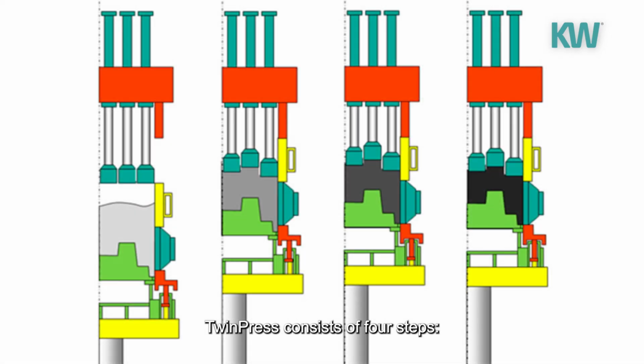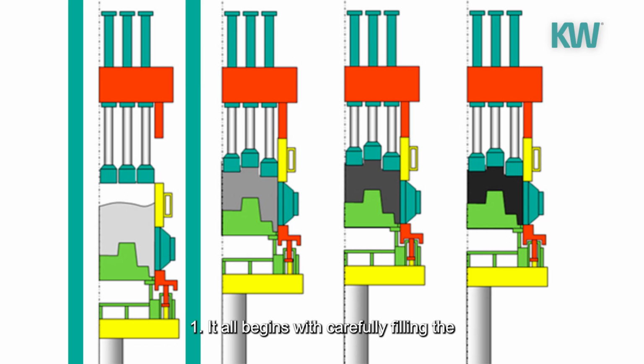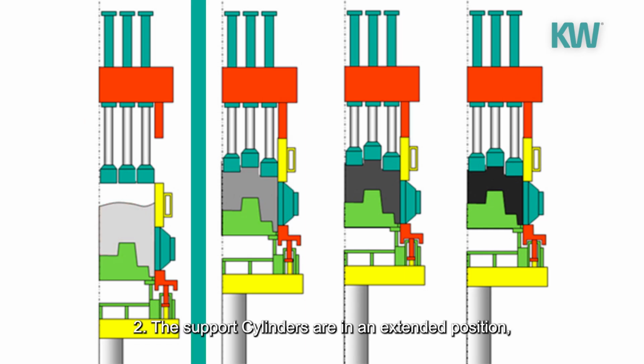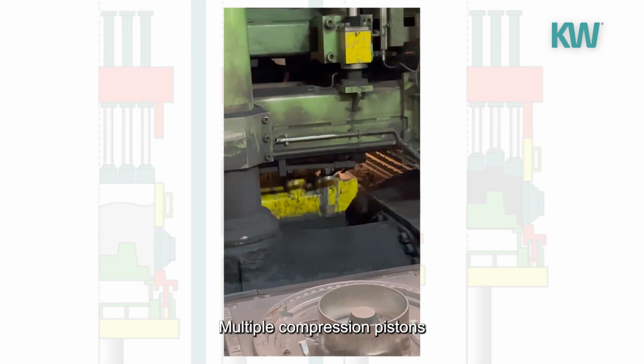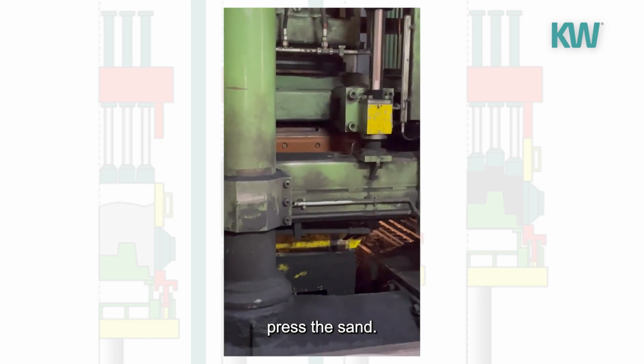TwinPress consists of 4 steps. 1. It all begins with carefully filling the mold with sand. 2. The support cylinders are in an extended position, and the support table moves up to its designated position. Multiple compression pistons press the sand.